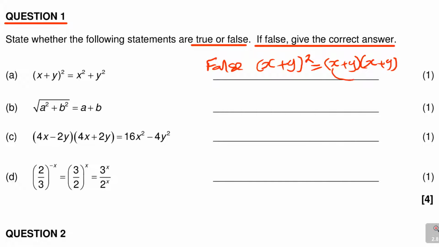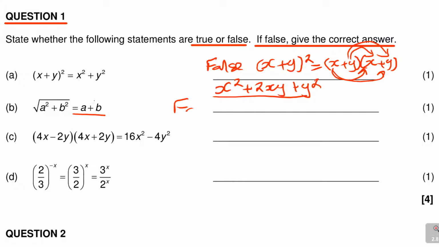Then you use the FOIL method. You remember that? You use the FOIL method. So it will be x squared plus xy plus yx plus y squared. And the answer will be x squared plus 2xy plus y squared. You see? Alright, now square root of a squared plus b squared is not. This is again false. That is a false statement.